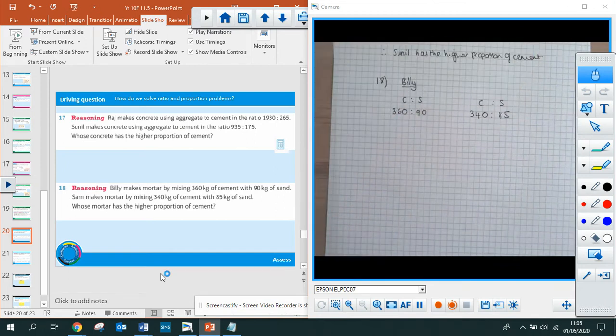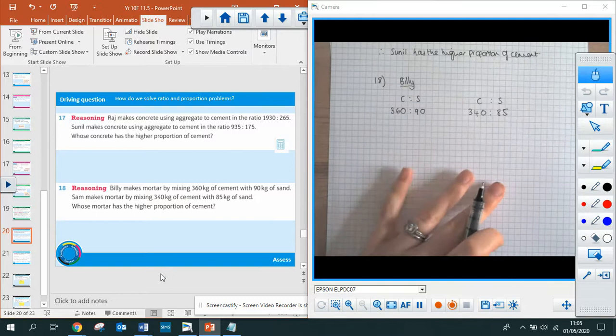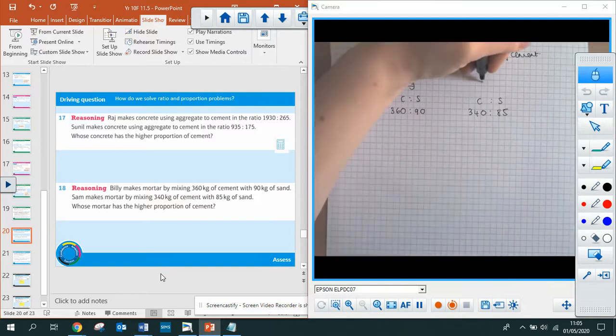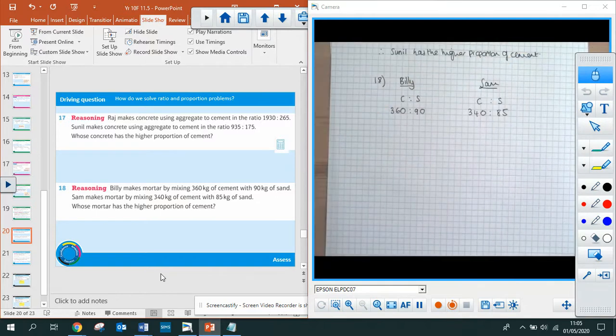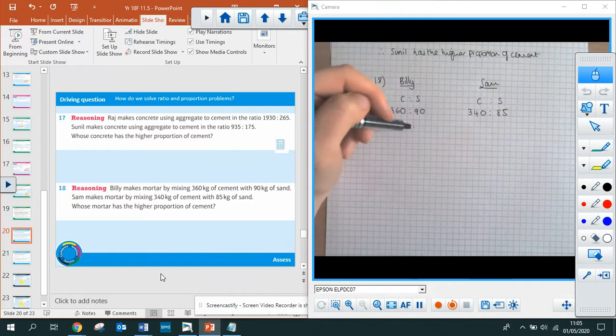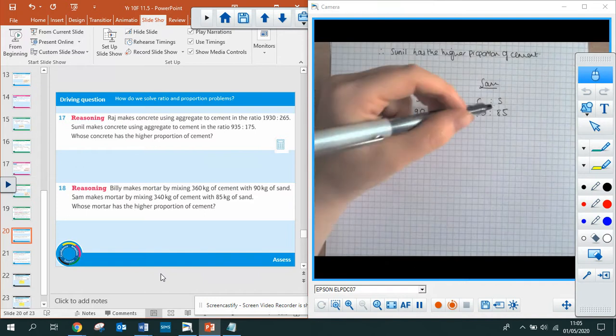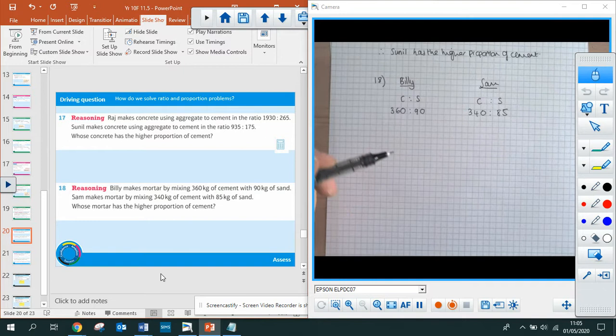Okay, so I've just started by writing out my ratios that were given and stating who each of them belong to, so it's nice and clear. So that's Billy's, that's Sam's. Then it said, whose mortar has the higher proportion of cement? Okay, so that means I'm going to get the sand to be my 1. Because I'm not comparing my sand, so they can both be 1. Then I can compare the cement that's with them.